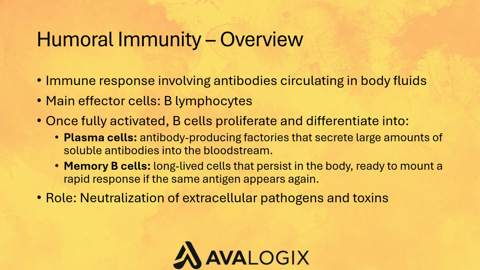Antibodies produced by plasma cells circulate freely and bind to pathogens, neutralizing them or marking them for destruction by phagocytes. Humoral immunity is particularly effective against extracellular bacteria, viruses before they enter cells, and soluble toxins. It is also the basis of protection provided by many vaccines.